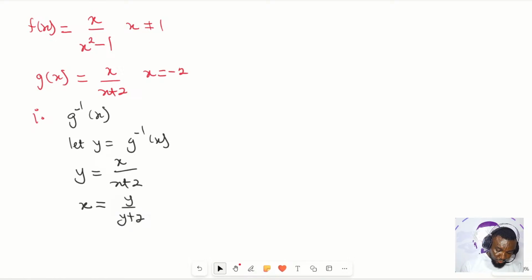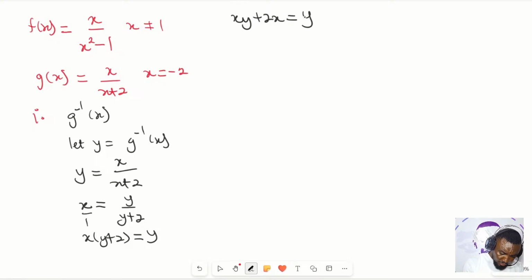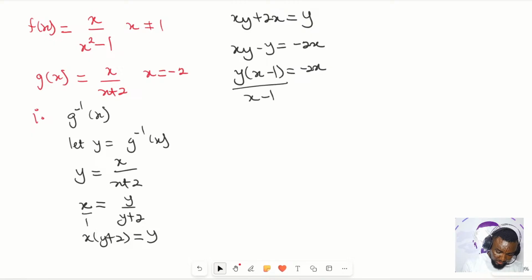Then we are going to simplify and make y the subject. So we are going to have x multiplying y plus 2, and that is equal to y. So we are going to have xy plus 2x is equal to y. Now we'll move all the y to one side. So we have xy minus y is equal to minus 2x, right? So we factorize y out and we get y times x minus 1 is equal to minus 2x. Then we can divide both sides by the coefficient of the y, which is x minus 1.